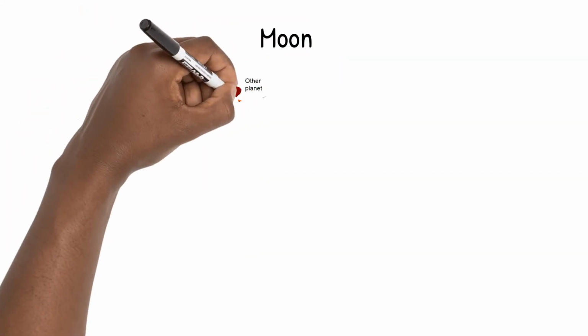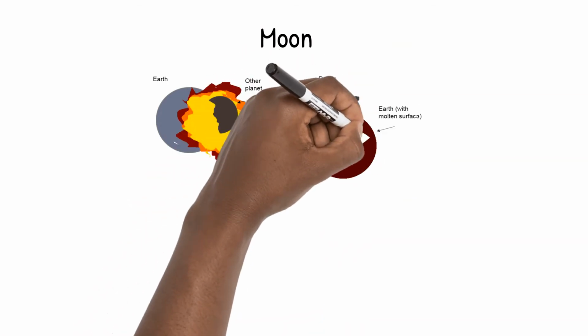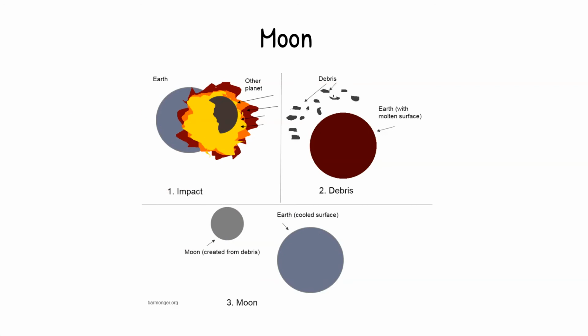Moon. The moon was formed due to a giant impact by a body onto Earth that blasted a portion of Earth into space, which continued to orbit Earth and form the moon.